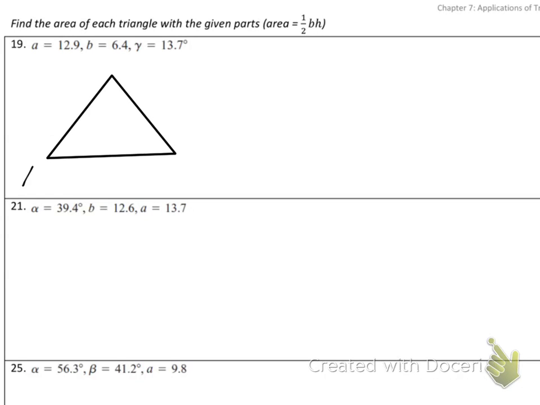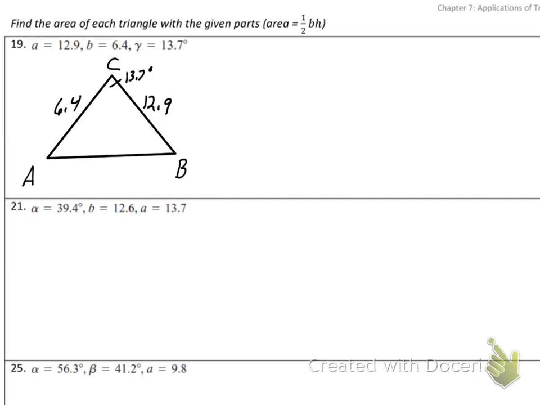And let's go ahead and label it A, B, C. Well, we know side A is going to be 12.9. Side B is going to be 6.4. And we know that, remember that's gamma. So this is going to be angle C. So angle C is 13.7 degrees.